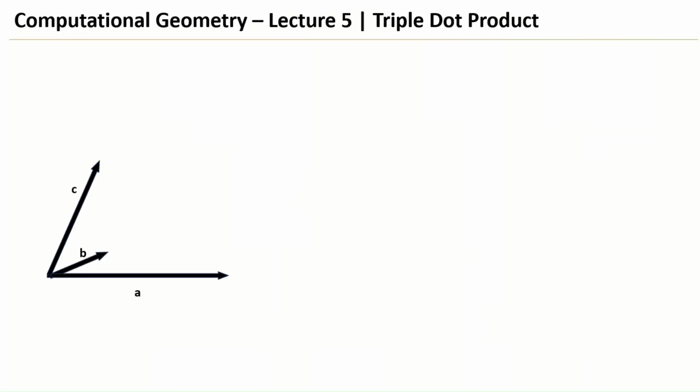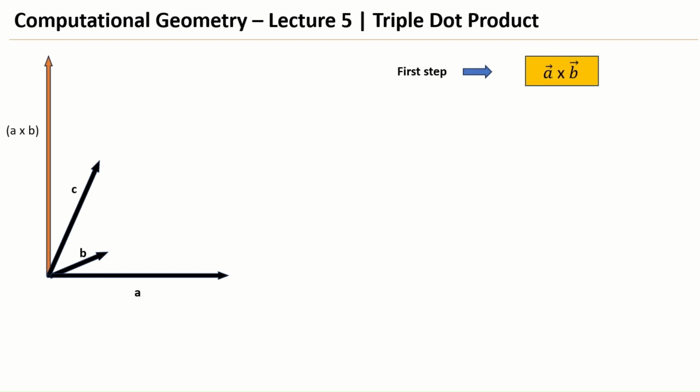Now let's understand the triple dot product geometrically. We start with three vectors A, B, and C. First, take the cross product of A and B. This gives us a vector A times B, which is perpendicular to the plane formed by A and B. The magnitude of A times B represents the area of the base, which is this parallelogram you see here.